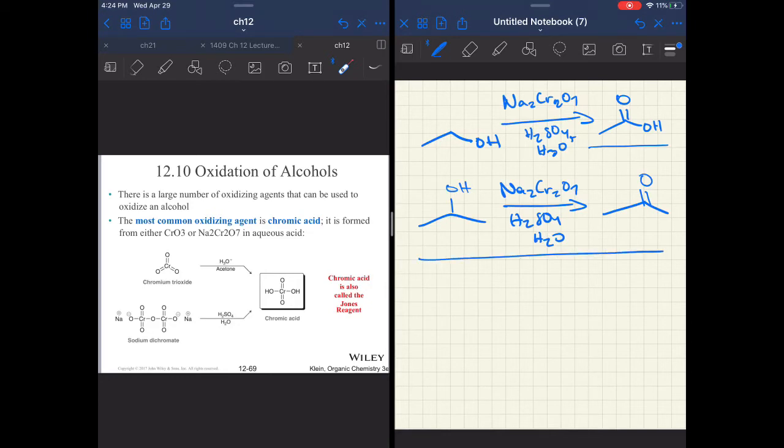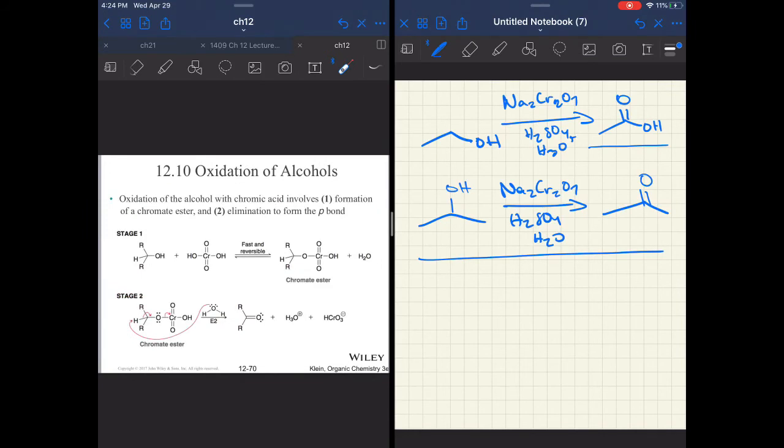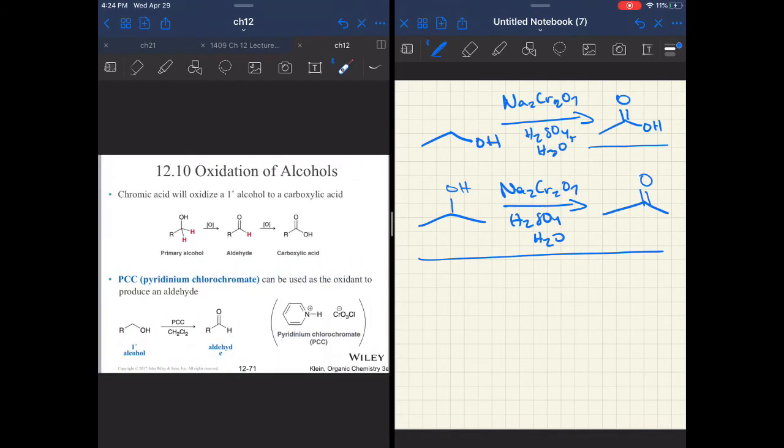But what if we want to stop at the aldehyde? And again, this is another example where you don't actually have to show the mechanism. You just need to learn the reactions. What if we want to stop right here? What if we don't want to go all the way to the carboxylic acid? Well, we have an option. The partial oxidation with something called PCC. You only have to ever write PCC, but it stands for pyridinium chlorochromate.